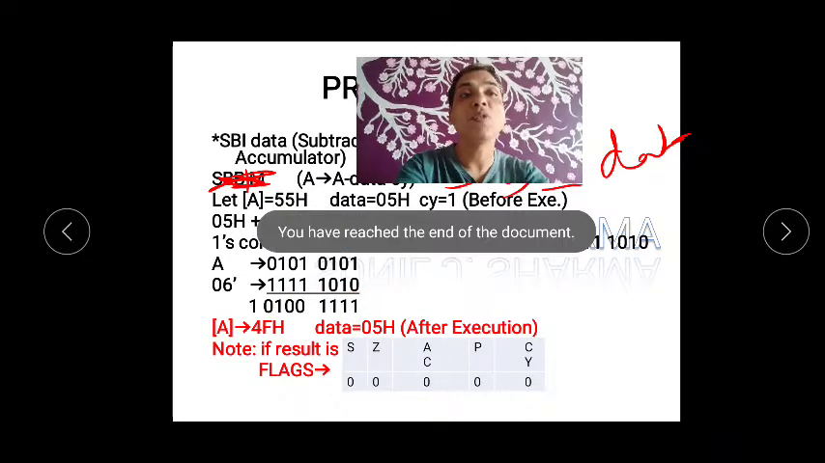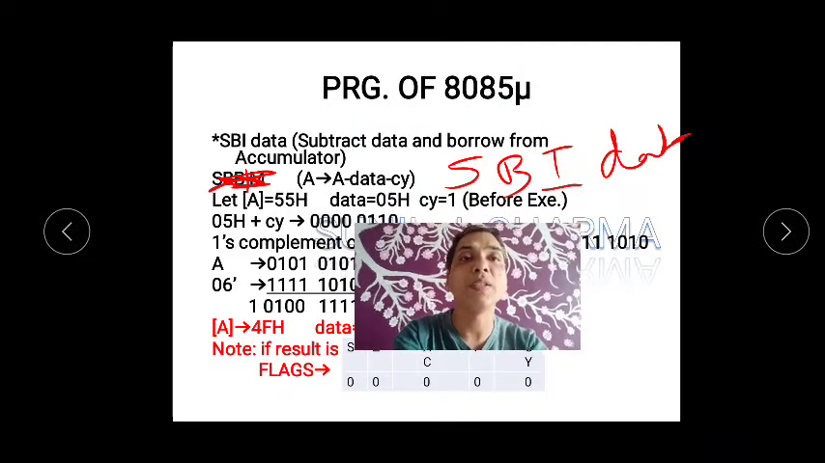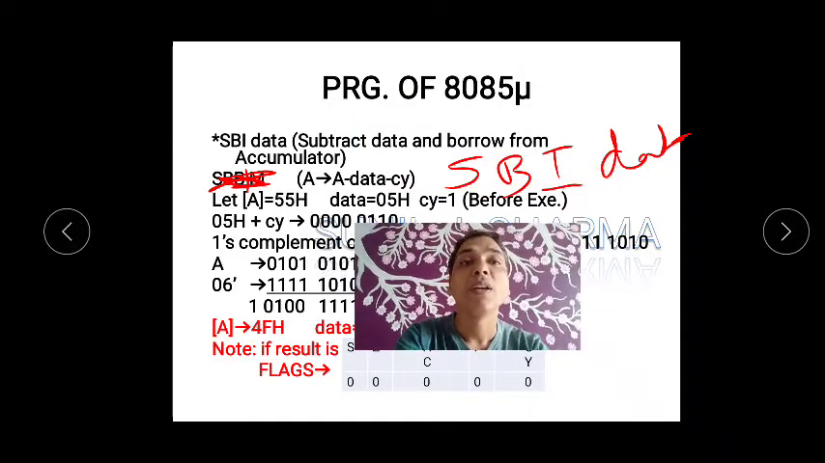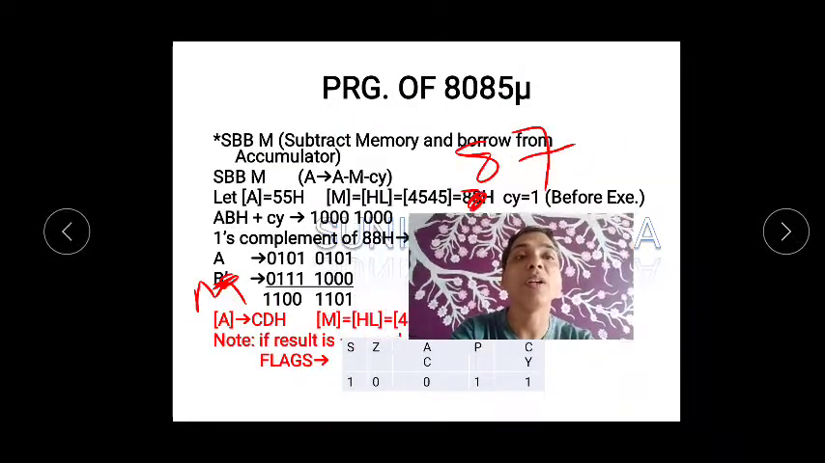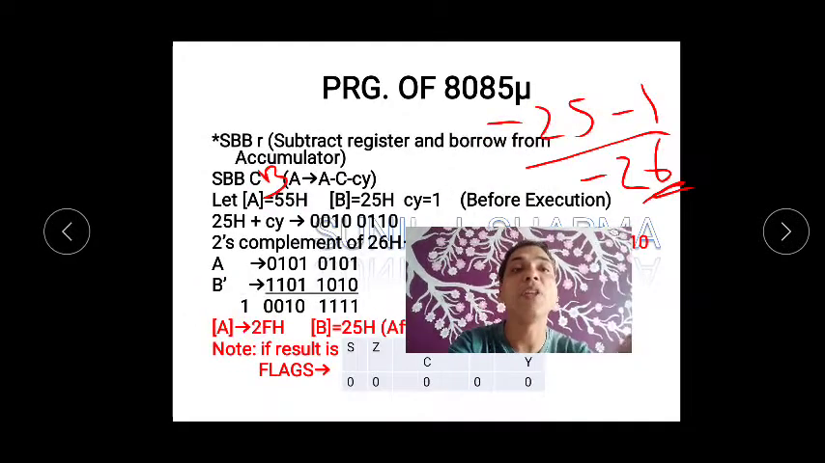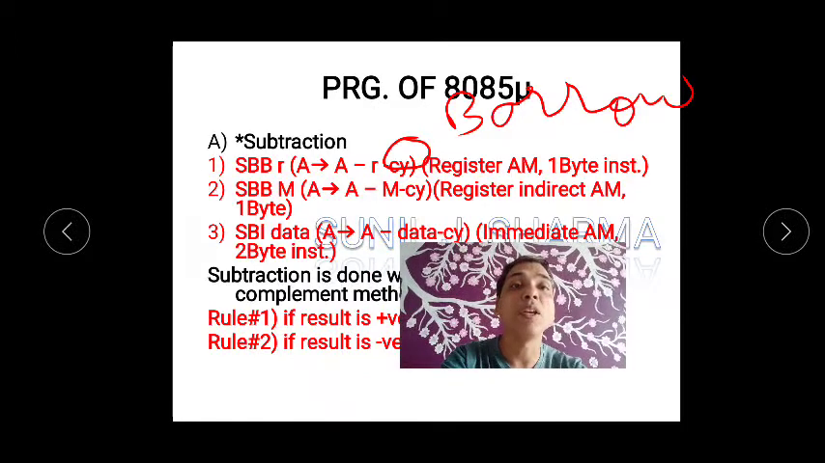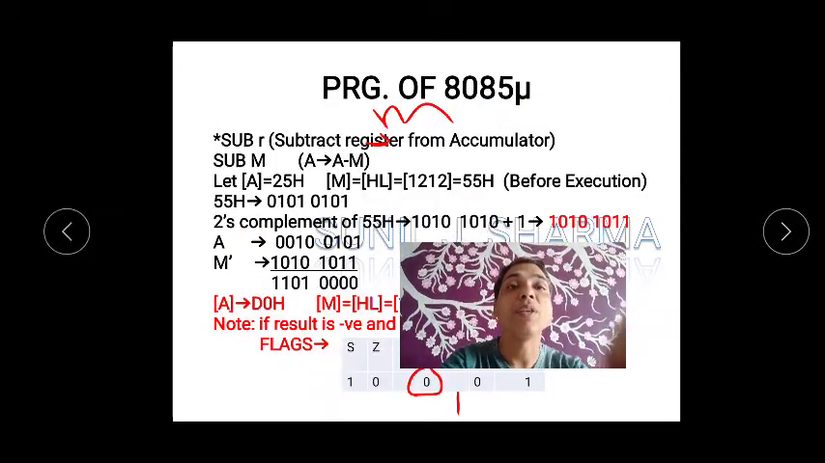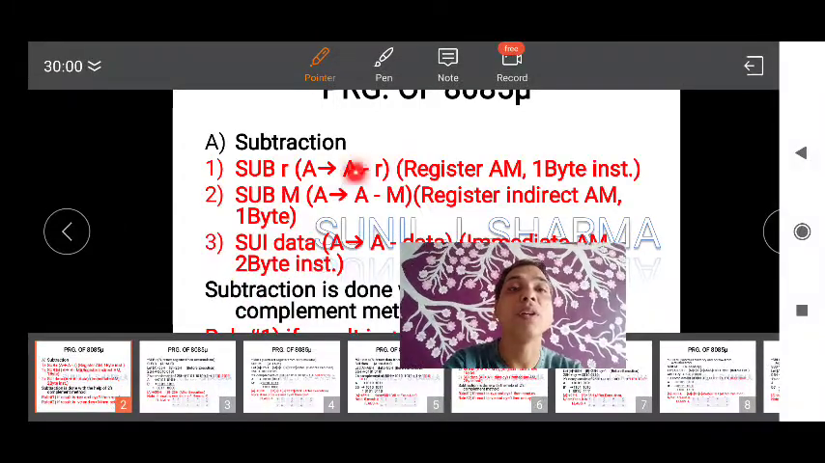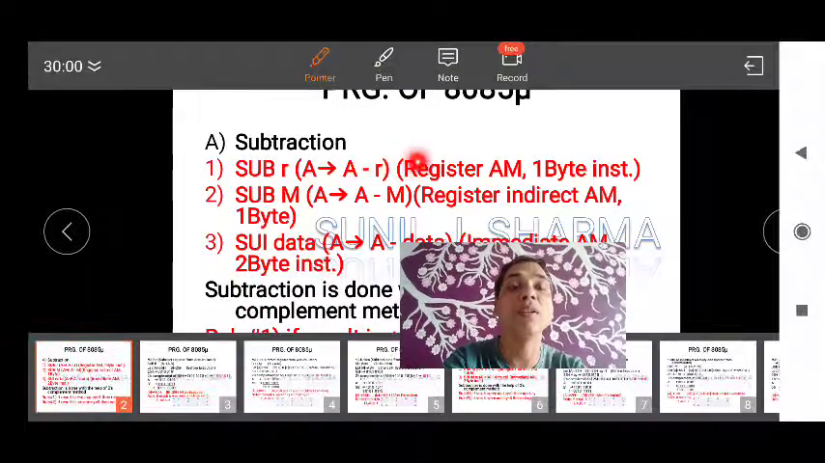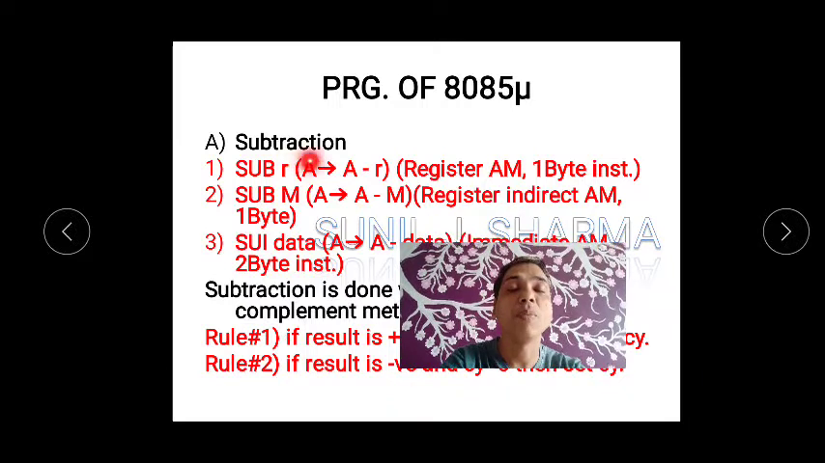So I hope you understood. In one or two places this has to be SBI data, and here also it should be 87. Rest everything is okay, small errors, no problem. But I hope you understood that SBB M, SBB R means along with borrow. And here you can see this is with normal SUB R, SUB M and SUI data.